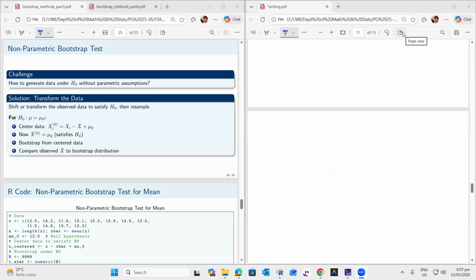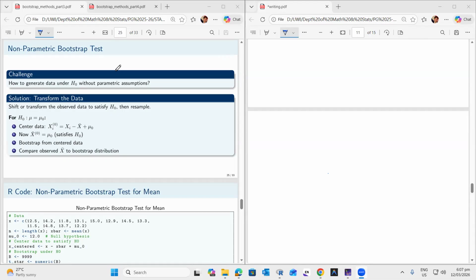So good evening, everyone. In the previous lecture, we discussed hypothesis testing under the parametric bootstrap methods. So today we will start with the non-parametric bootstrap test.